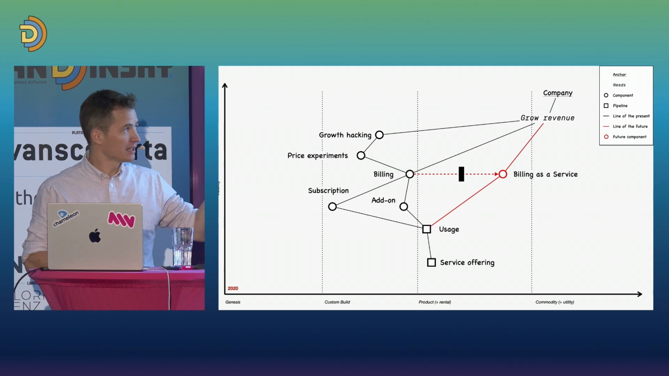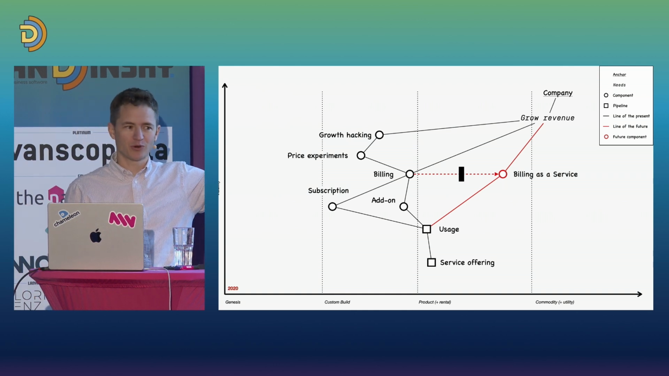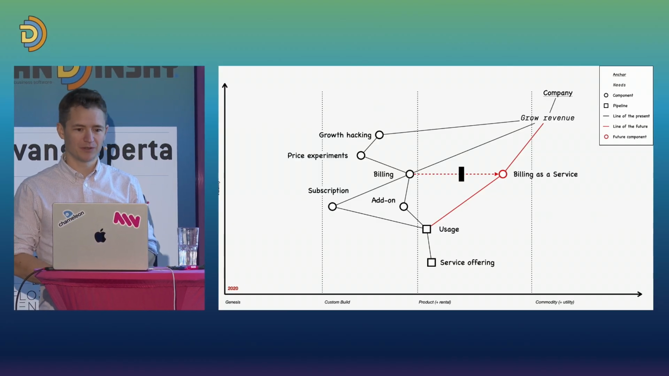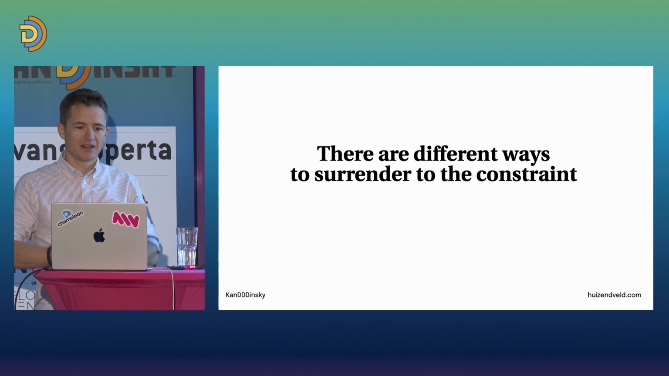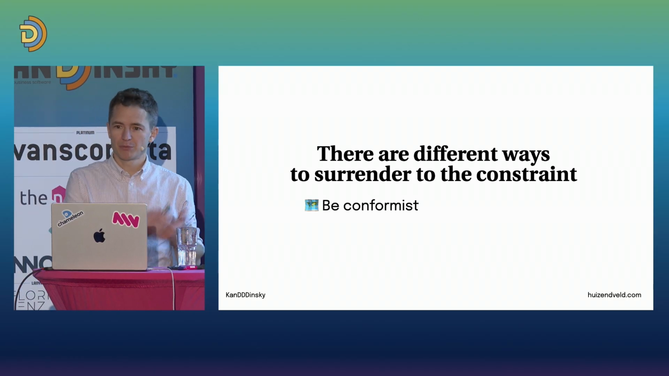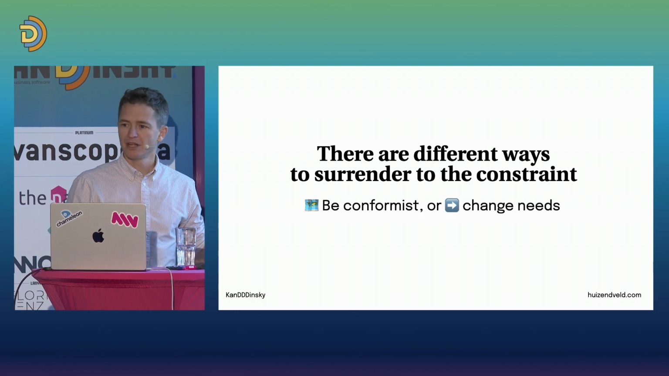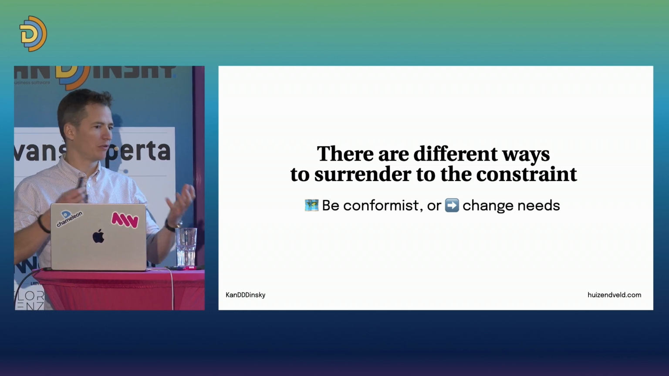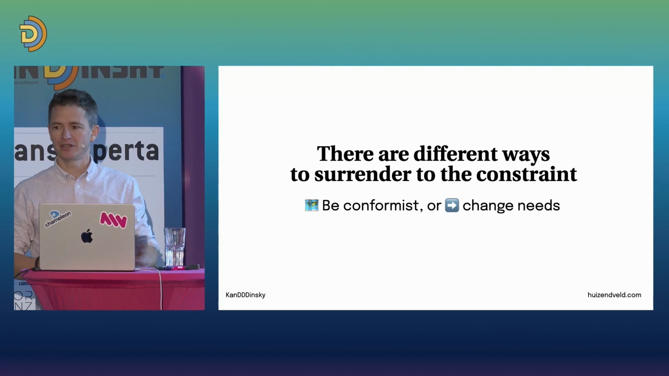And that is actually the inertia that you can visualize. That's what makes the change from your own custom solution to that product over time a slow endeavor. So the constraint is there, and there are different ways to surrender to the constraint, right? We can be conformist. Another thing is that we might just change our needs and our expectations of what we want to have. And probably there are more things that we could do in this specific situation, but that's outside of the scope of this particular conversation. This is just an example to illustrate.